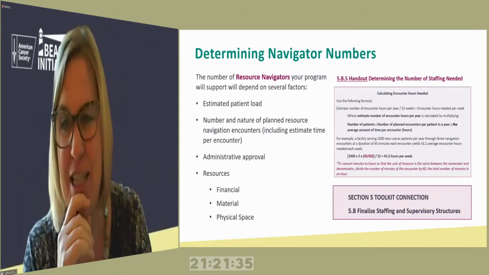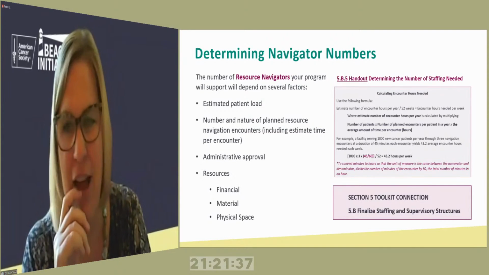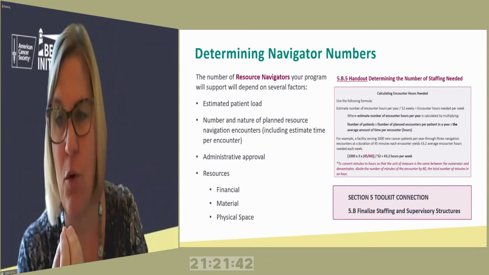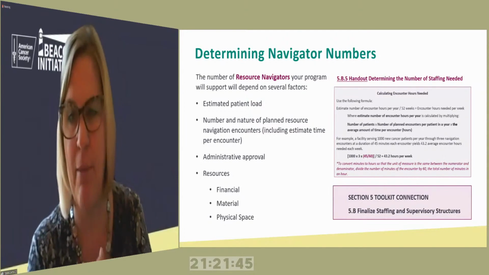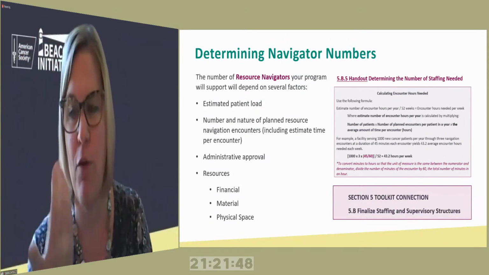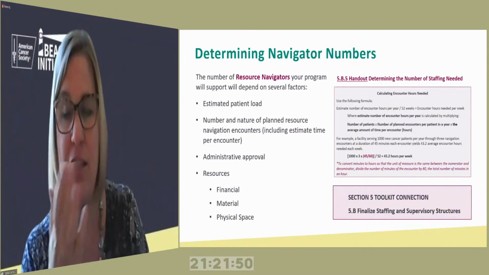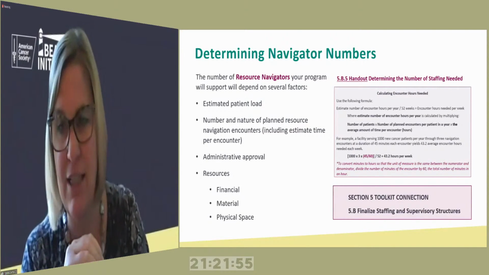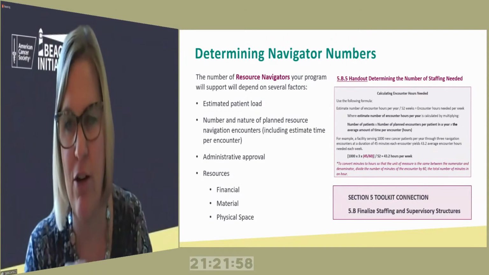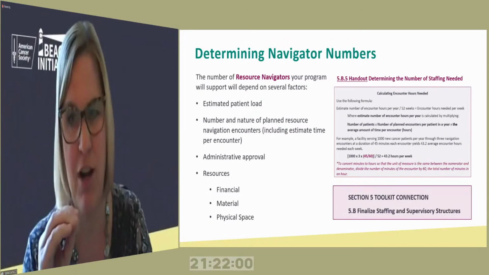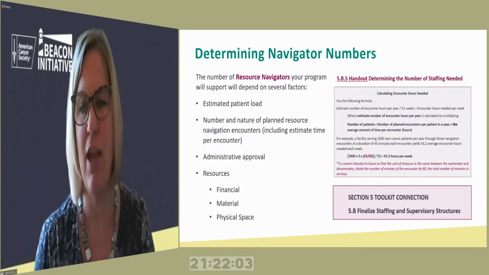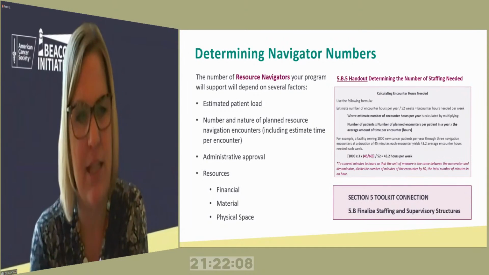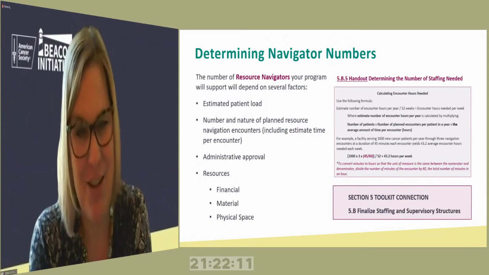Navigation numbers, we mentioned this resource last time. In section 5B, we have some ways to start thinking about calculations for your navigation needs based on your patient numbers, based on which cancers you want to serve or populations that you want to serve. This is a starting point. So please take a look at that, but also know that as you get into implementation, you're going to start having a greater understanding of how much time your navigators are spending with your patients. And you'll get better and better at figuring out really what's that ideal number of navigators that you need for your team. But check that out in section 5B.